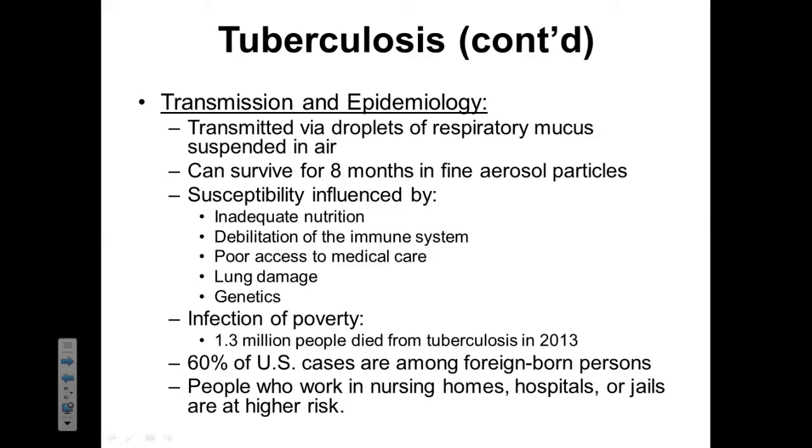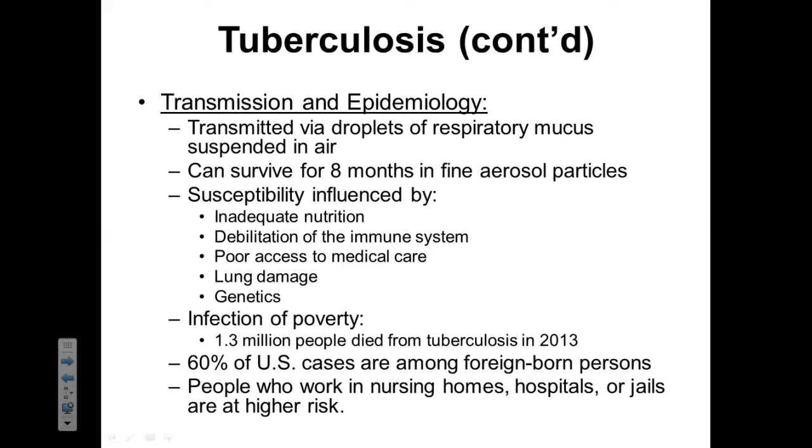Tuberculosis is primarily transmitted via respiratory droplets or aerosol droplets. When a patient is coughing up that greenish sputum with blood, that's when they're transmitting the disease. Tuberculosis can survive for 8 months in the air as a fine aerosol particle. That's an incredibly long time.